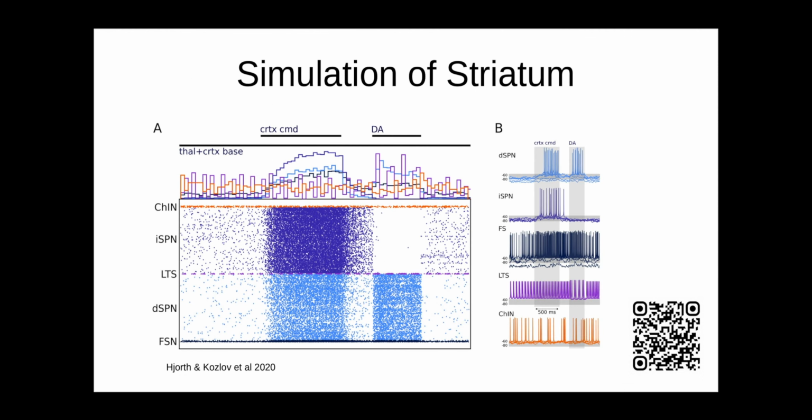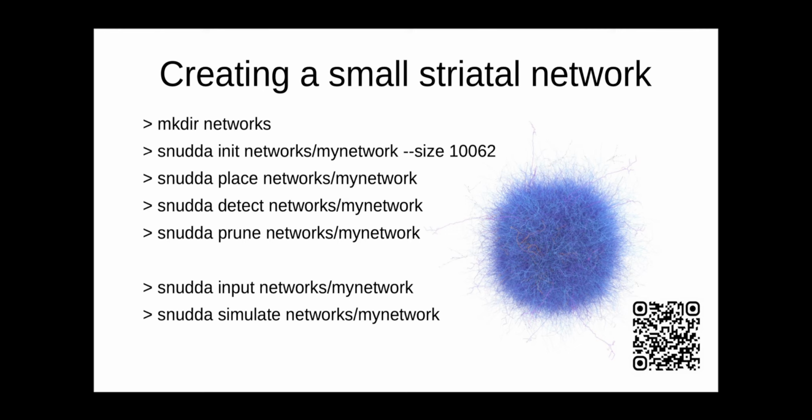So here is an example of a 10,000 neuron simulation. We have cortical and thalamic input, and we also have a bit of neuromodulation. In this case, dopamine will increase the dSPN activation while it will reduce the iSPN activation. You can see here some traces from the different neuron types. Next I will tell you a little bit about how to actually set up your own networks.